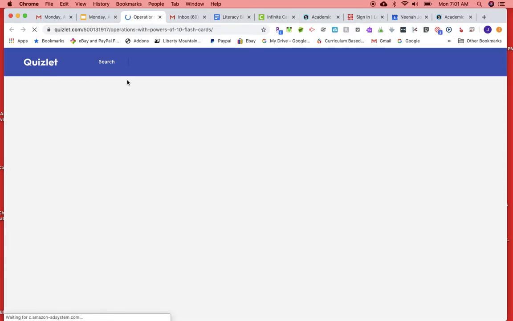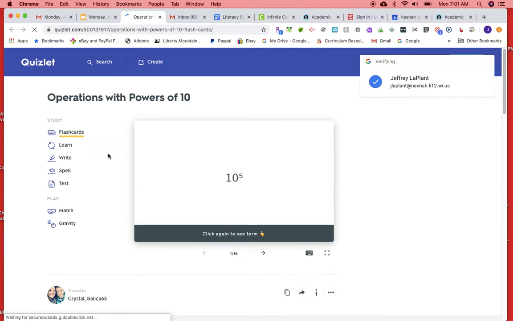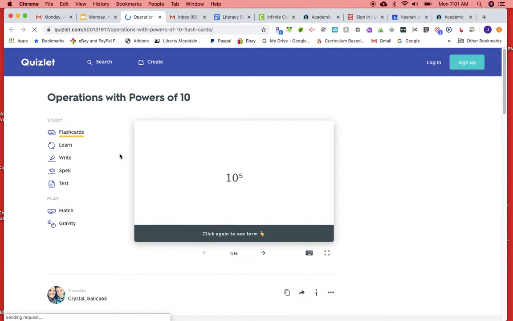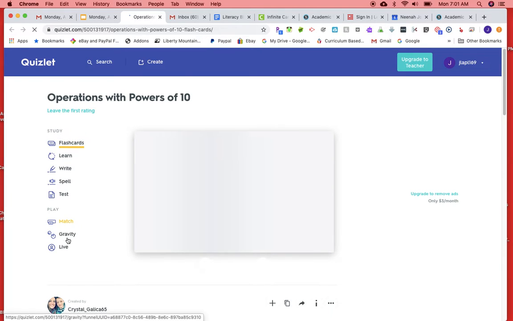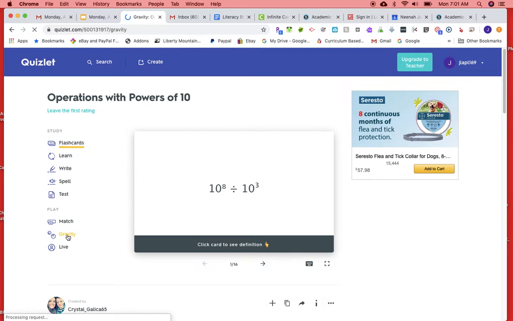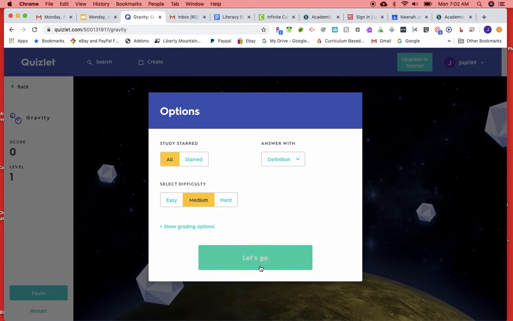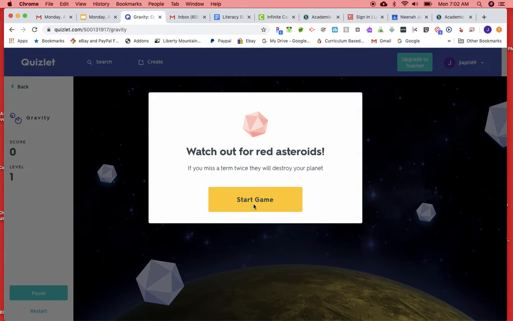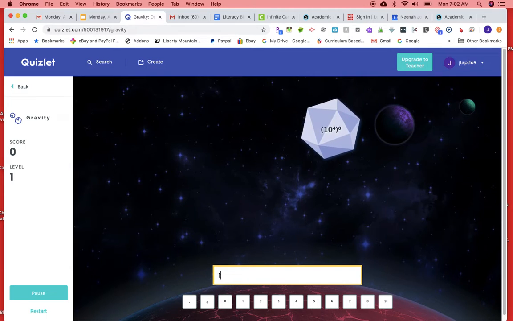All right, so this would be where you're going to go. You can play multiple games here. This one's just the flashcards. You want to play Gravity. What Miss Cumber was referring to on the Gravity one: if you're starting, you need to type in 10 first. Okay? All right.